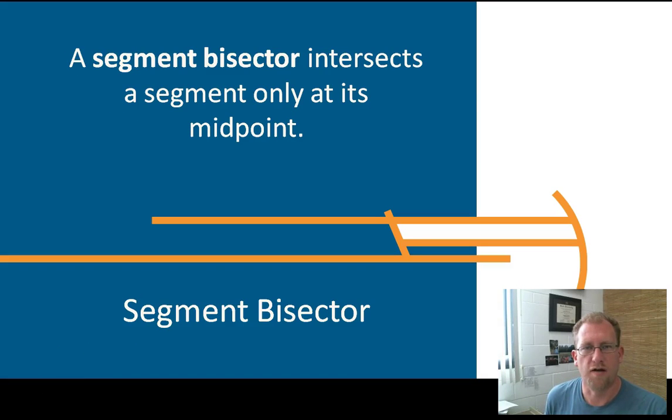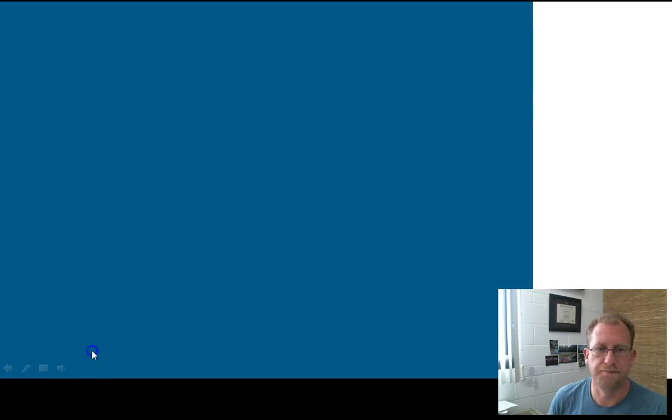The next idea we're going to talk about is a segment bisector. Now we found a midpoint of a segment, and that is a point that divides a segment into 2 equal portions, right? But now we're looking at not a point, but another line segment that intersects a line segment and cuts it into 2 equal portions. So a segment bisector intersects a segment only at its midpoint. And it's frequently drawn as an arc, but it can also be a line segment as well. Okay?